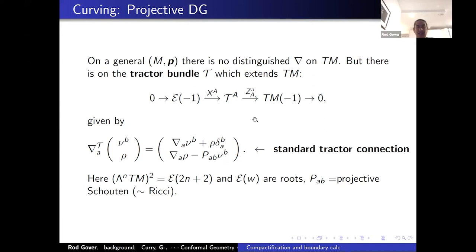Okay, and then it has a connection on this tractor bundle, and the connection is given by a formula. I've given the formula, the details don't matter. This P is now the projective Schouten tensor. If you work in what's called a scale to split this, then this is more or less the Ricci tensor. Okay, so this is the standard tractor connection. And once again, densities are involved. There's a slightly different convention to the conformal case, but let's consider that a detail.